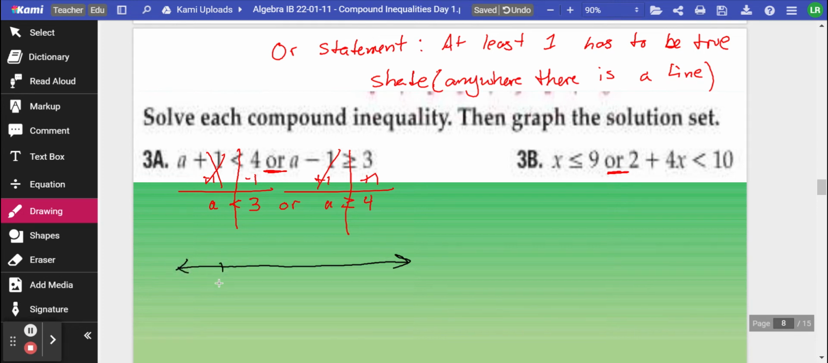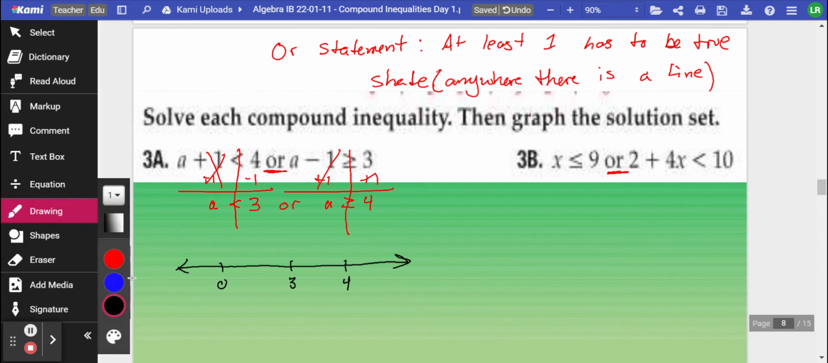Okay, we have 0 here, 3 here, 4 here. So this first one, open circle on 3. That is a left arrow, so it goes left. For this one, that is a closed circle on 4. That is the right arrow, so it goes right. Now remember, it's an or statement. Where do we shade? Anywhere there is a line. So I'm going to shade all of the left side, and I'm going to shade in all of the right side.